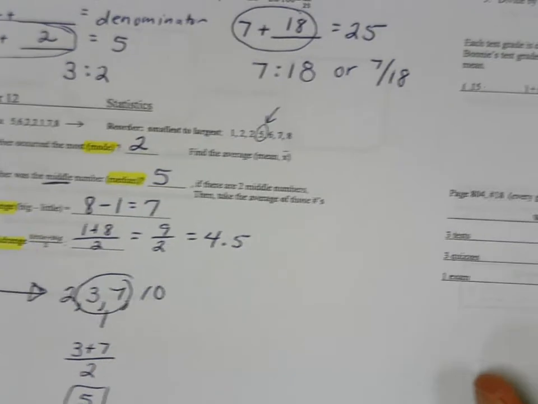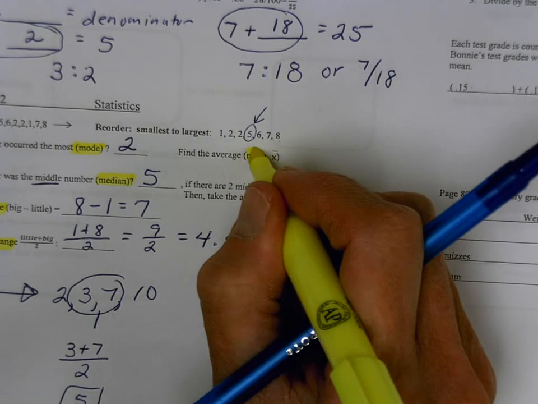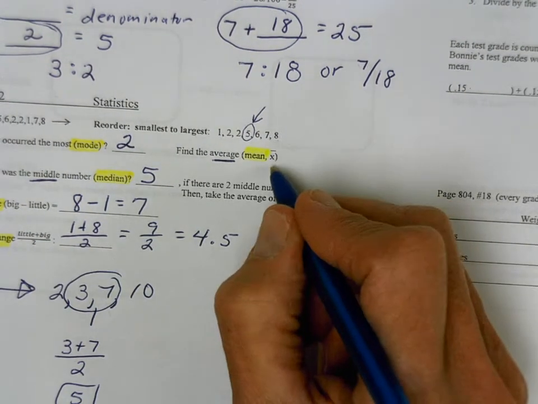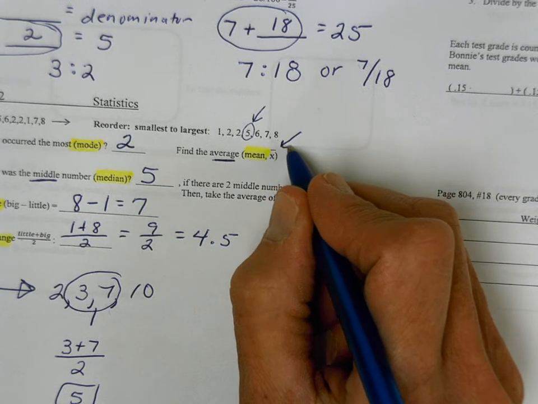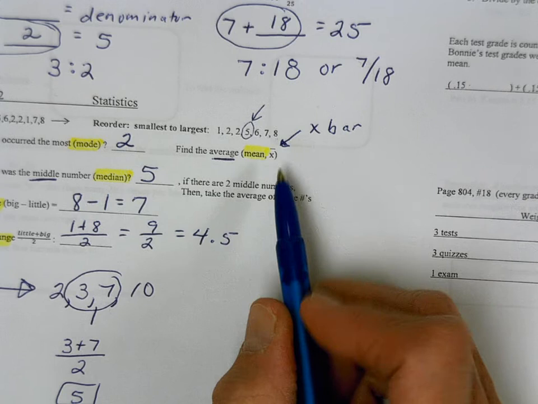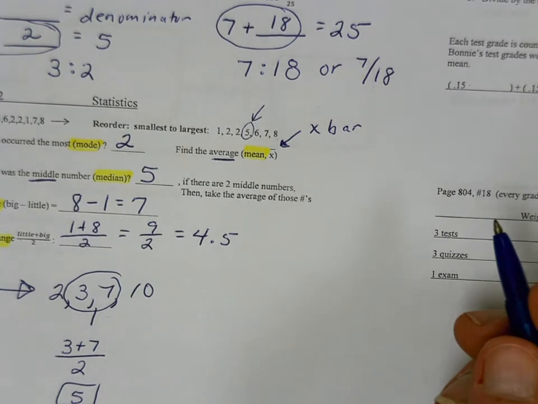All right, and last but not least, the mean, which is the average, and the variable that we use in statistics is right here. This is called X bar. It's the letter X with a bar on top, and that just denotes average.